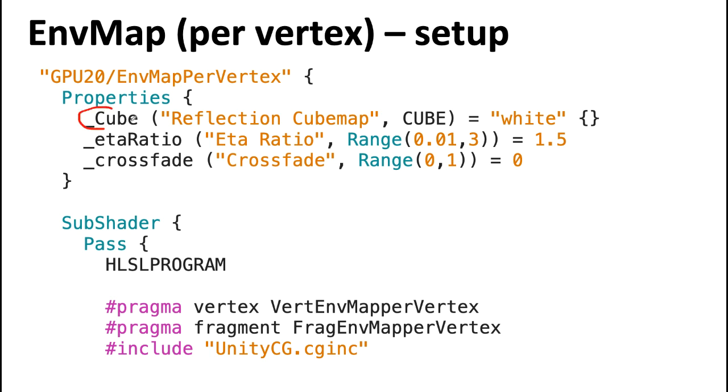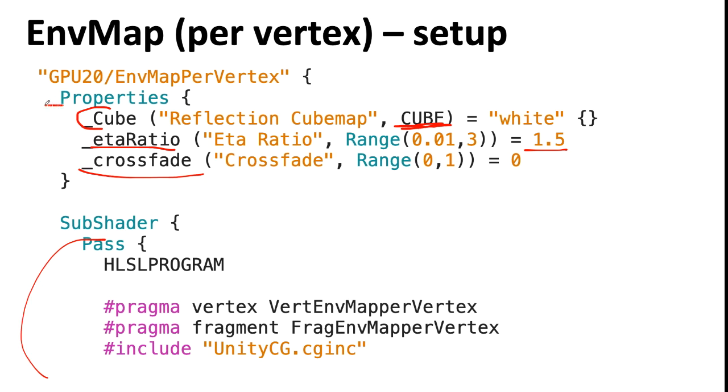So we're going to give it a cube map. We've previously seen textures listed as having a type 2D here, but these are cube maps, so we say Cube instead. Here's a slider for the eta ratio. For this shader, I created a crossfade slider that lets you crossfade between a pure reflection effect and a pure refraction effect. The rest of this is the sort of stuff we've seen before.